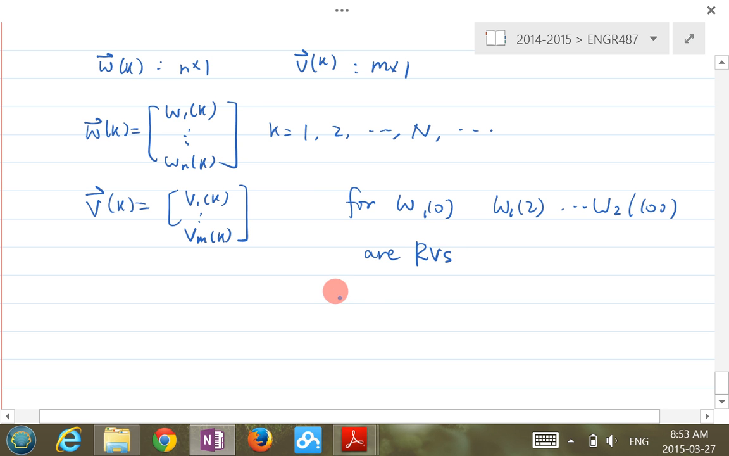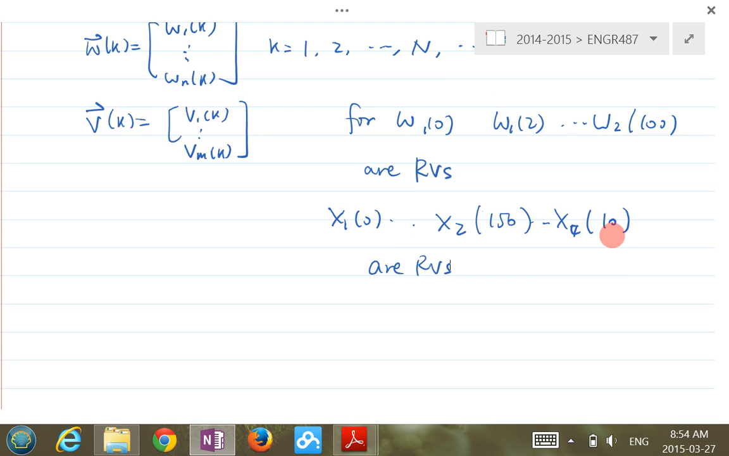Because of this, if you look at the number 1 state at instant 0, or the number 2 state at instant, let's say, 150, or the number 100 state, and it depends on how many states there are. Let's say 4 states, and then look at 10. They are all random variables. So things are a little bit different now, right? So W of K and V of K, we're going to consider them as white Gaussian noise.